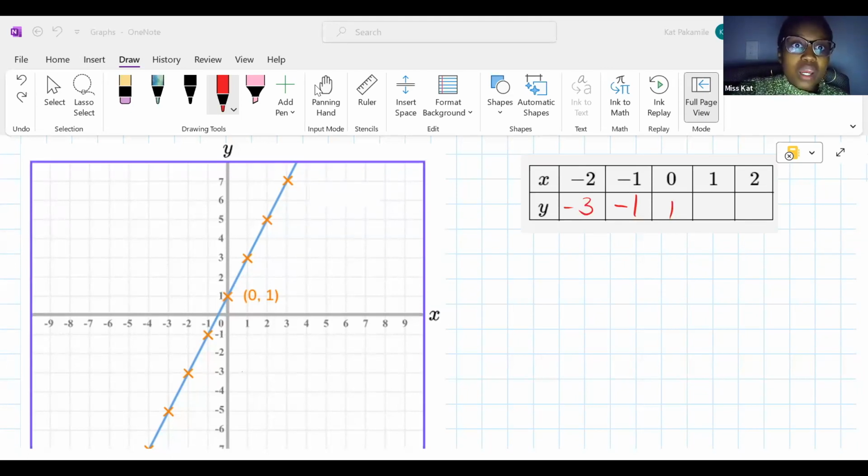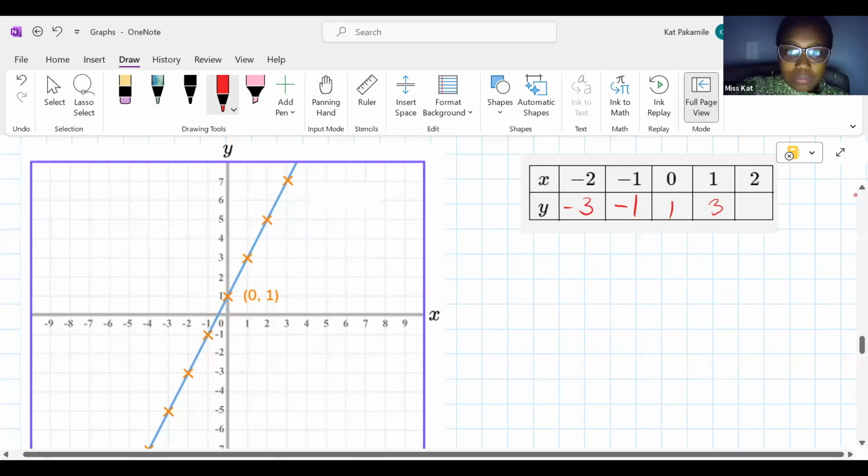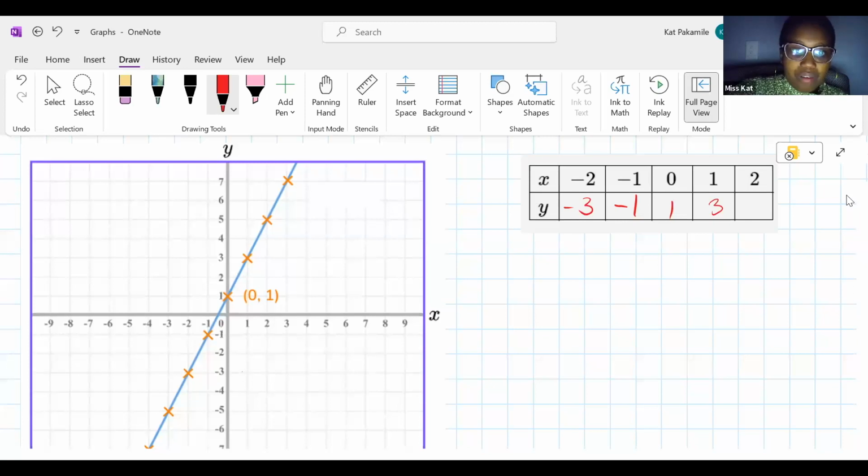Okay, and then when x is 1, what is my y value? Three. And the last one, when x is 2, what is my y value? When x is 2, my y value is what? 5.